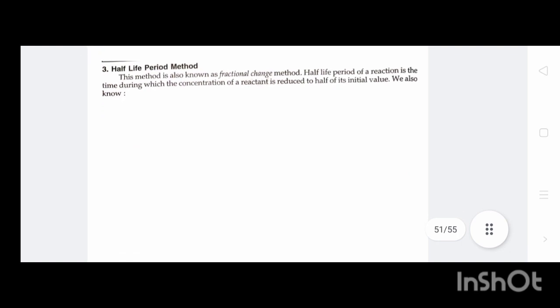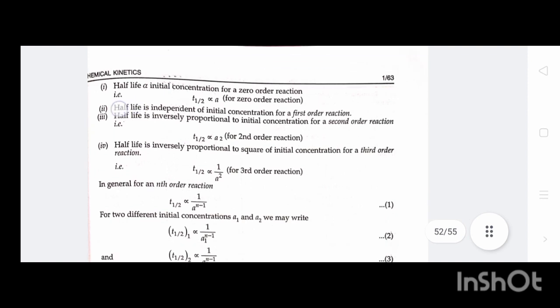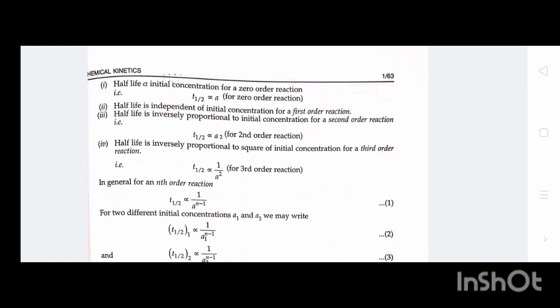Next is half-life period method. This method is also known as fractional change method. Half-life period of a reaction is the time during which the concentration of reactant is reduced to half of its initial concentration. We also know, first, for a zero order reaction, T half is directly proportional to A, the initial concentration.